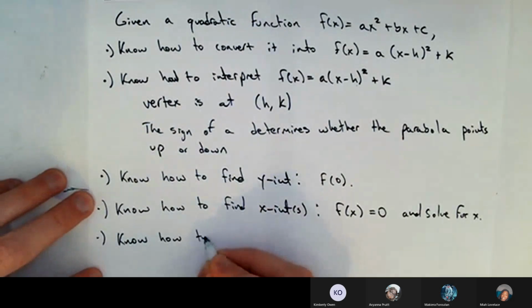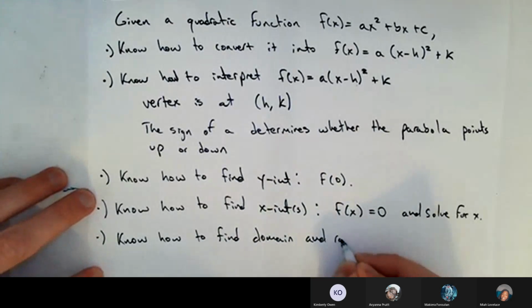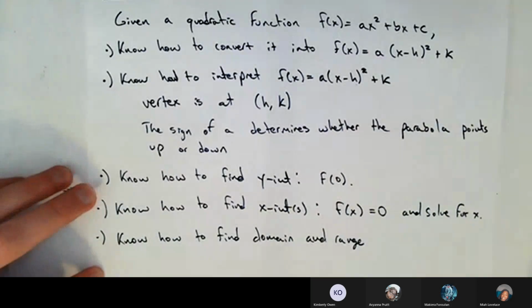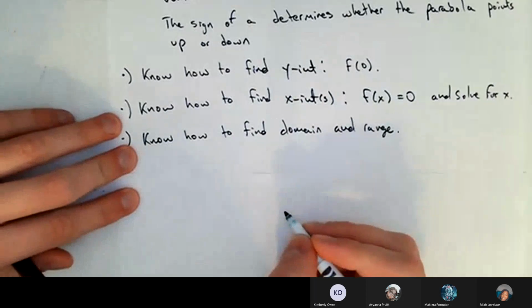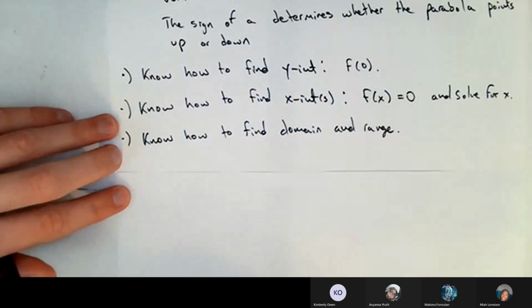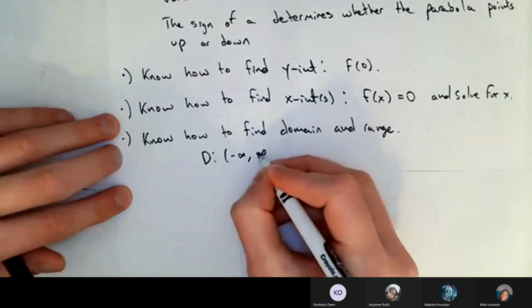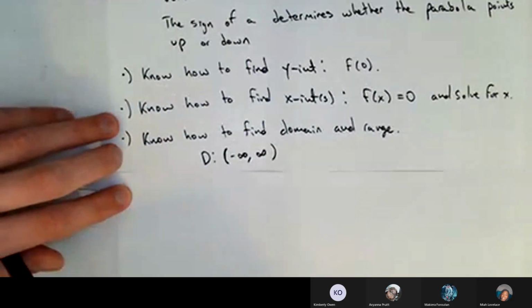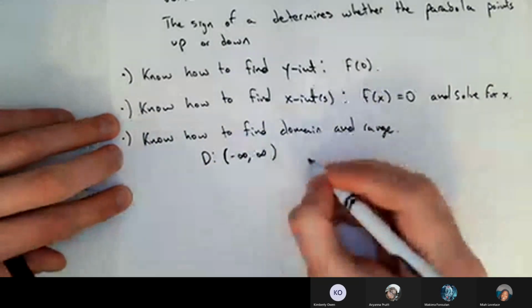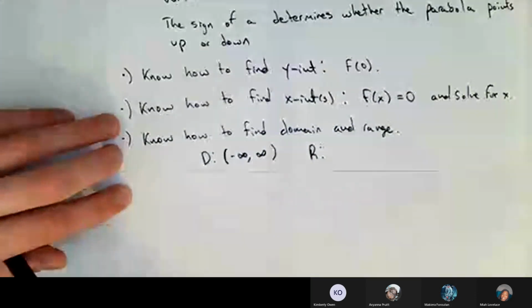Know how to find domain and range. Recall that the domain for any polynomial function, including quadratic functions, is just unbounded, completely unbounded, negative infinity to positive infinity. That's what it'll be for every polynomial function. The range, however, is going to be cut off, right?